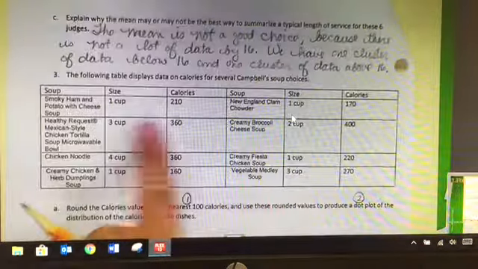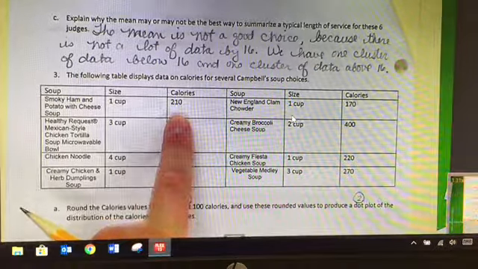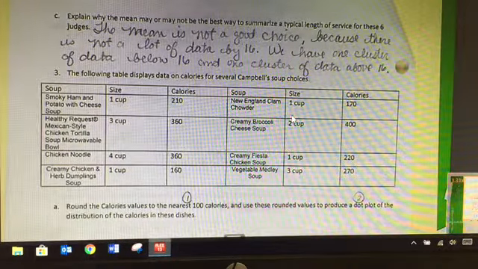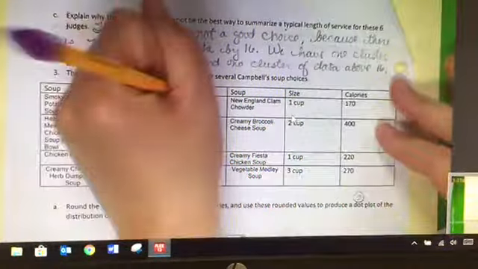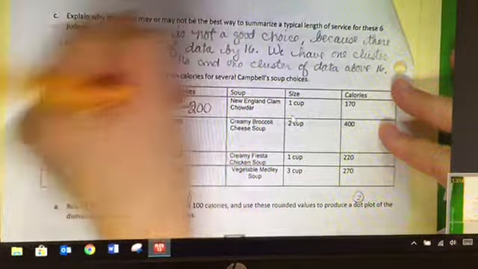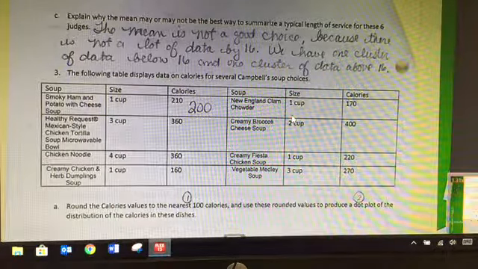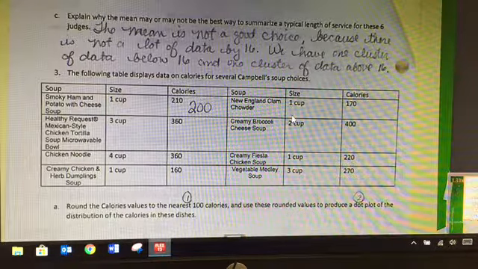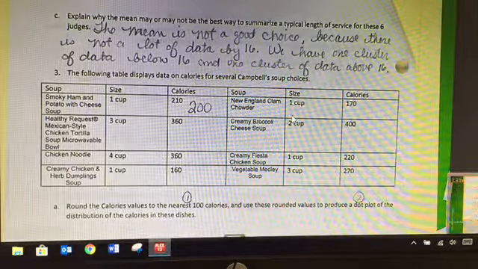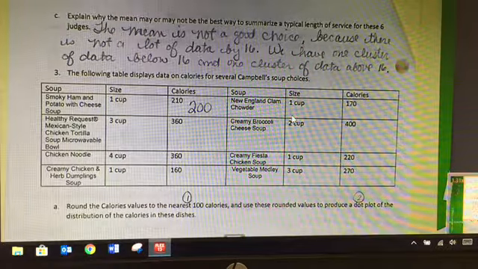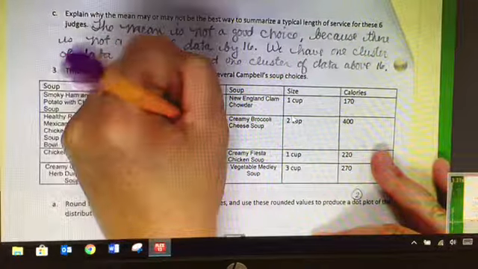So, if smoky ham and potato with cheese has 210 calories, what are we going to round that to? Tyler? 200. We're rounding to the nearest 100 calories. What would we round 360 calories for our Mexican style chicken tortilla? What do we round that to, Reese? 400? Yep.